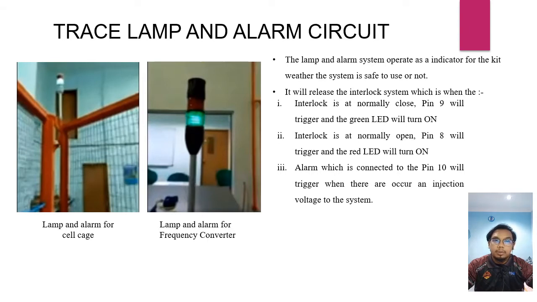It is also linked to the interlock system: when the interlock is normally closed, pin 9 will trigger and the green LED will turn on, while when the interlock is normally open, pin 8 will trigger and the red LED will turn on. The alarm, which is connected to pin 10, will trigger when there is an injection voltage to the system.